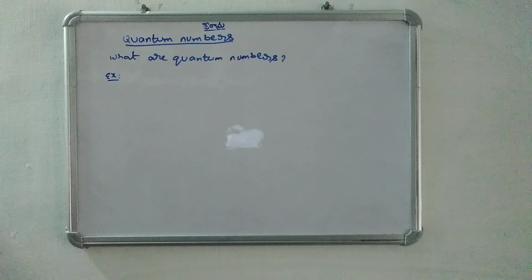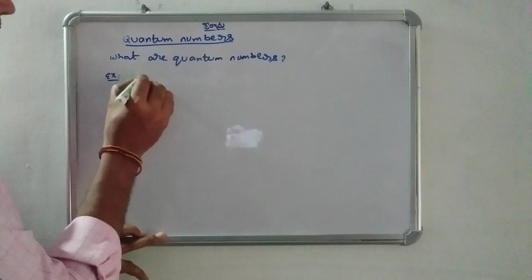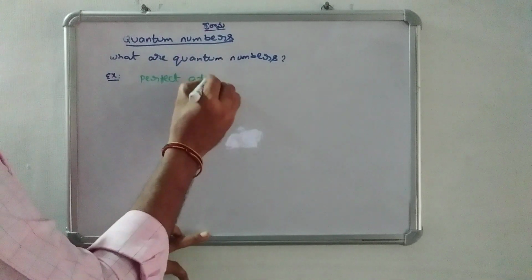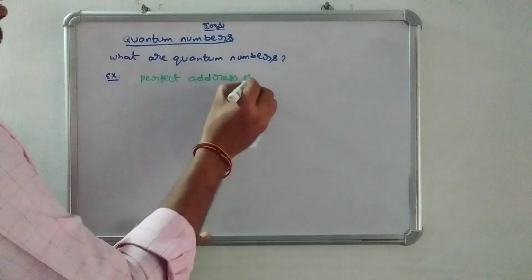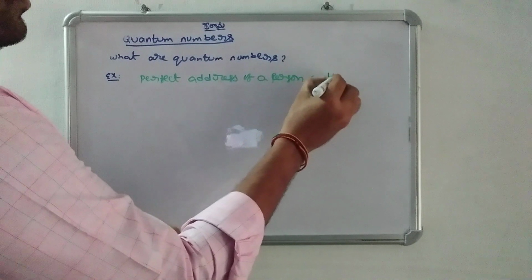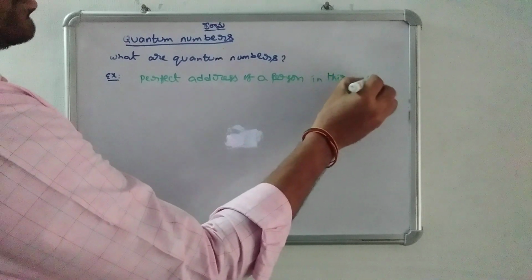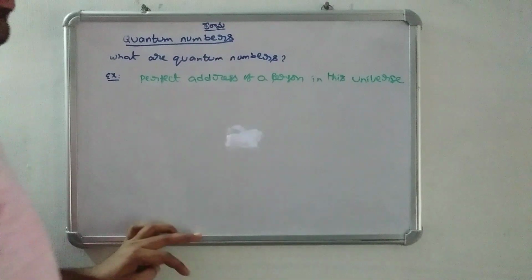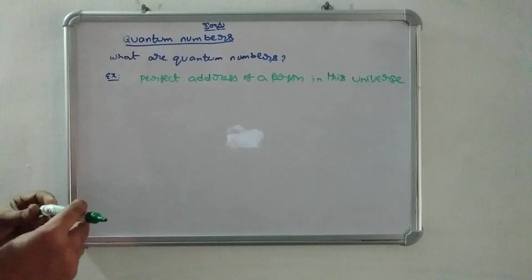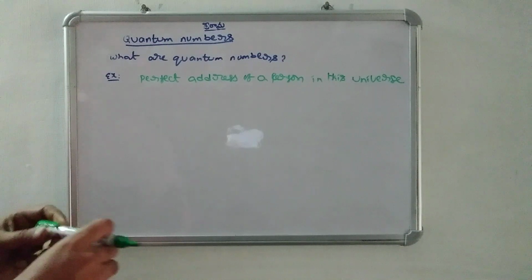If you want to know the perfect address of a person in this universe, what do we have to know? For example, if you want to know the perfect address of a person in this universe, we have to know some information about that person.